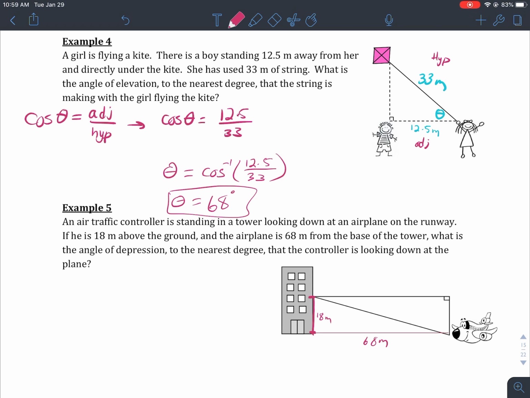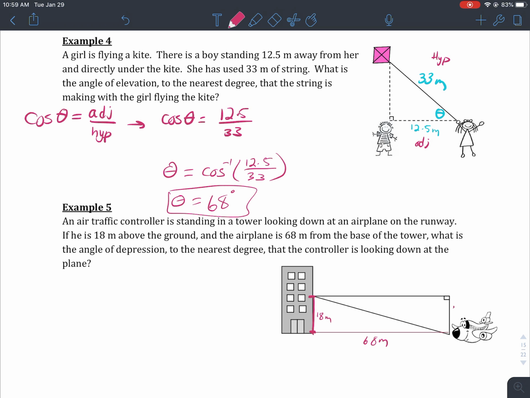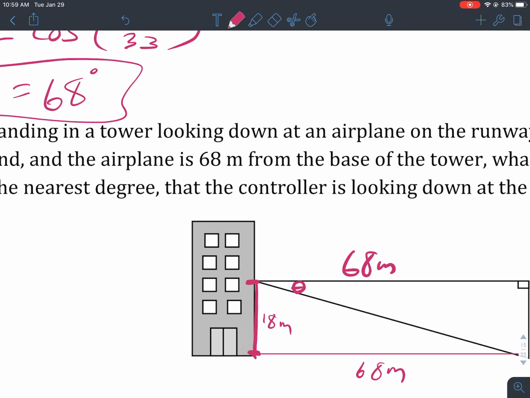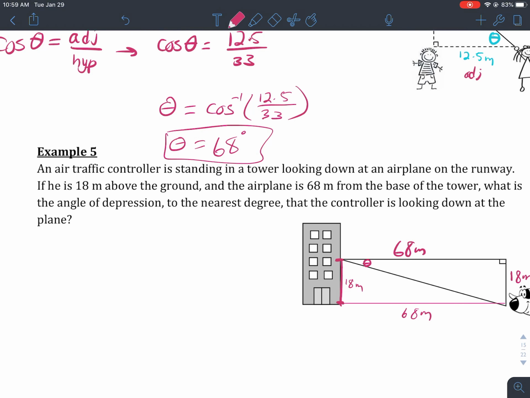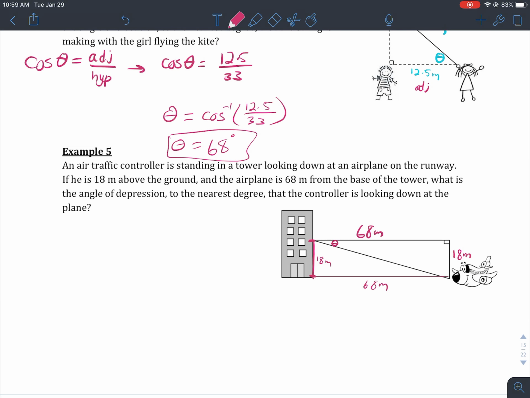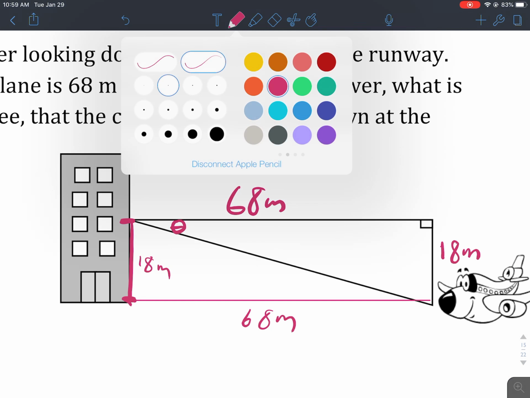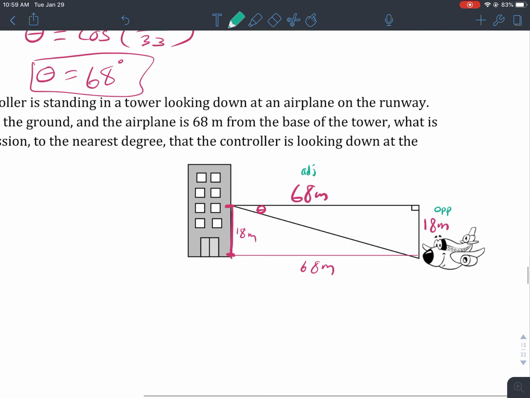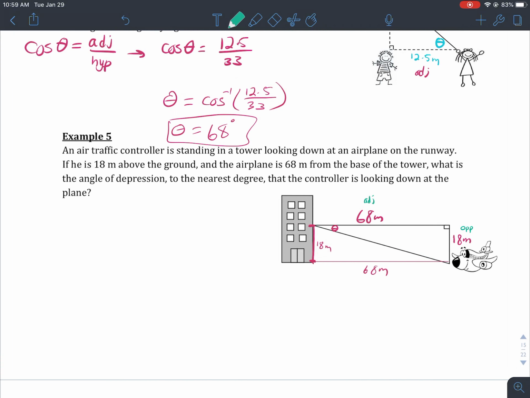Now, the shape we've just drawn is a rectangle, which means the opposite sides are the same length. So I know that this is now 18 meters, and the top part is also 68 meters. The angle of depression, then, that the controller is looking down at the plane has to be angle theta. Okay, so that person looking down at the plane, angle of depression. Now, if we label the right angle triangle, according to that angle of theta, 18 is my opposite, 68 is the adjacent. I do not have a hypotenuse and I don't need it.